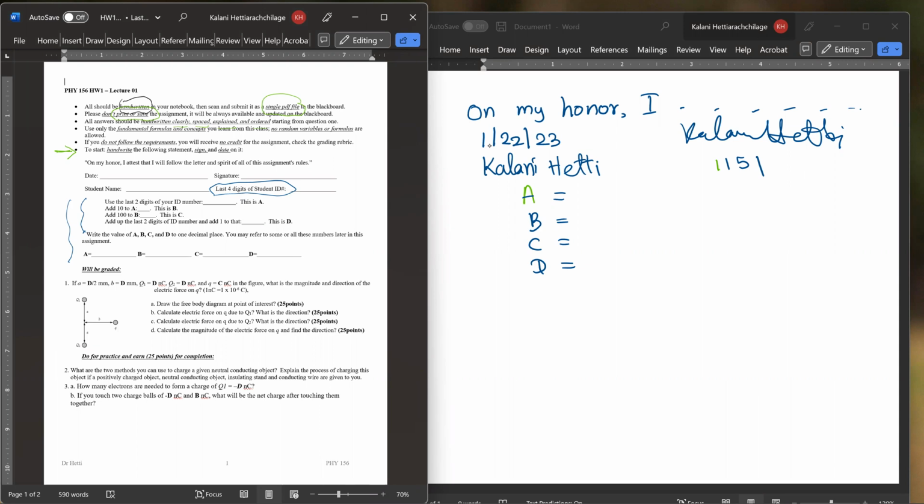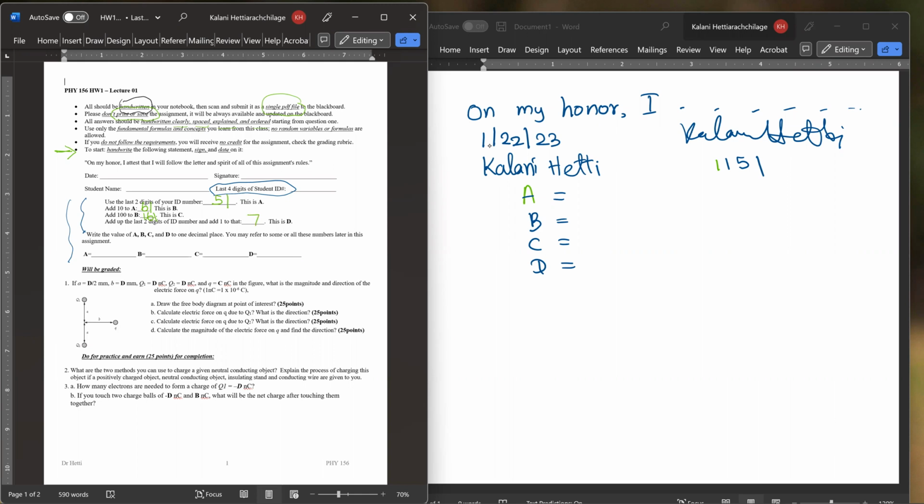So I have 5 and 1, that is my A. And then add 10 to that, that will be 51 plus 10, 61, that is B. And add 100 to B, 61 plus 100, 161. And the last one is add up the last 2 digits of the ID and add another one to that. That means 5 plus 1 is 6 and plus 1 is 7, right?